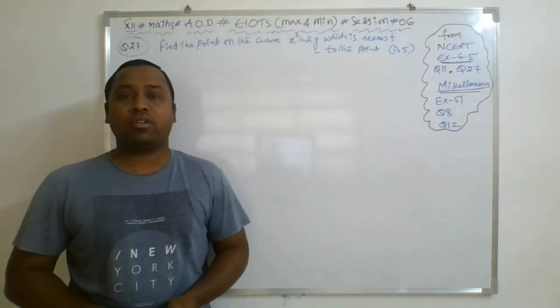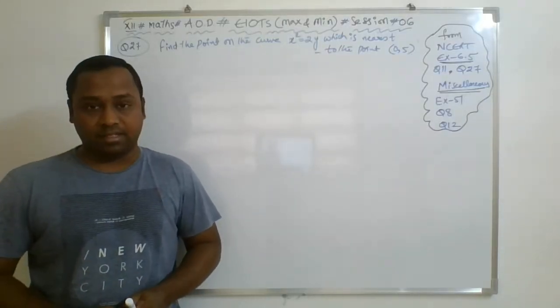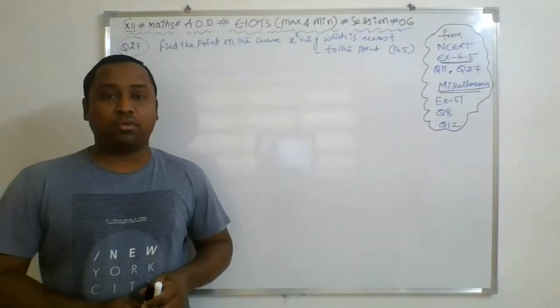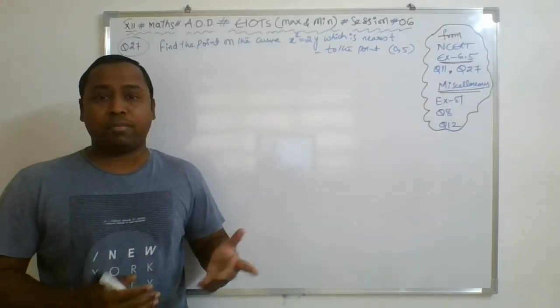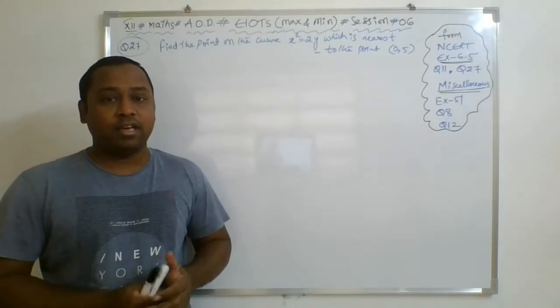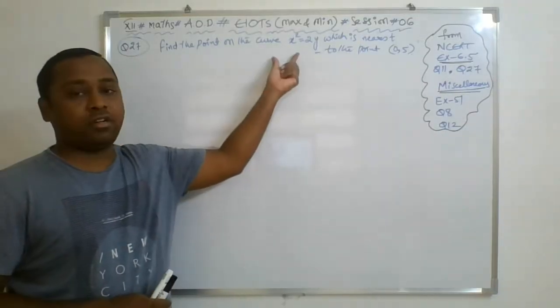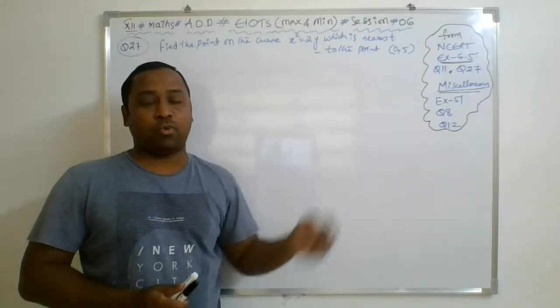Nearest means which is at a minimum distance. The language they are using is basically related to maxima and minima only. So they need to find a point on the curve which is nearest to this point.